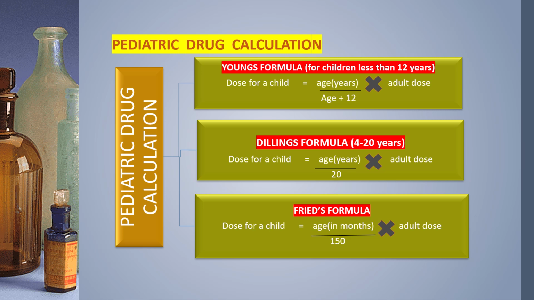We are always very familiar with the Young's formula. That is, dose of a child will be the age in years, for example, 2 years, divided by age plus 12, that is 2 plus 12, into the adult dose that is available with you. Dilling's formula is the same, just that you will divide it by 20. Fried's formula will be age in months divided by 150 into adult dose.